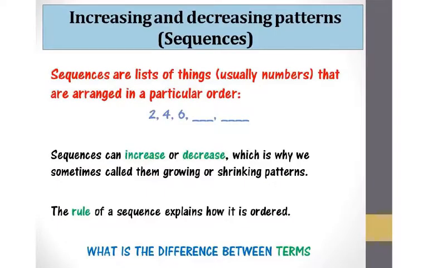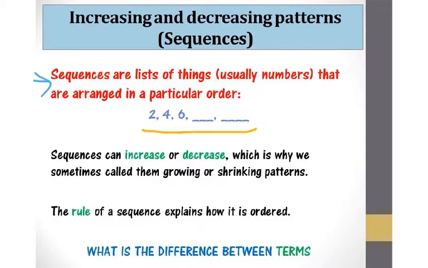So the second type of pattern we're looking at today is increasing and decreasing patterns, so sequences. So sequences are lists of things, usually numbers, but they may be letters either, that are arranged in a particular order. So the example that we're really going to be looking at to show you this concept is 2, 4, 6, and you'll see we have to finish off this sequence here.